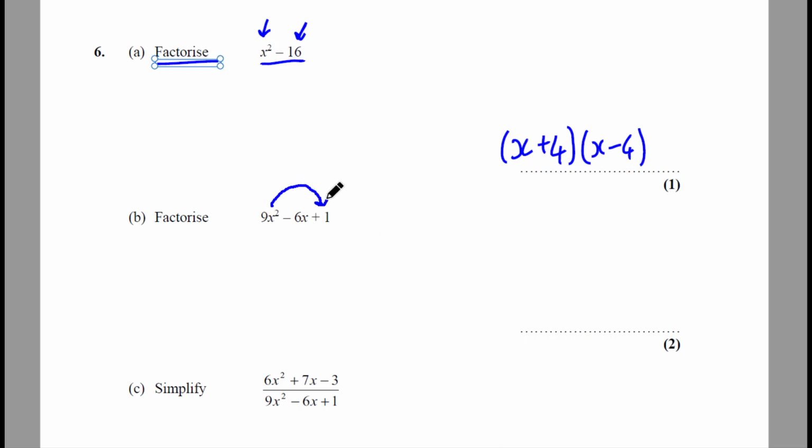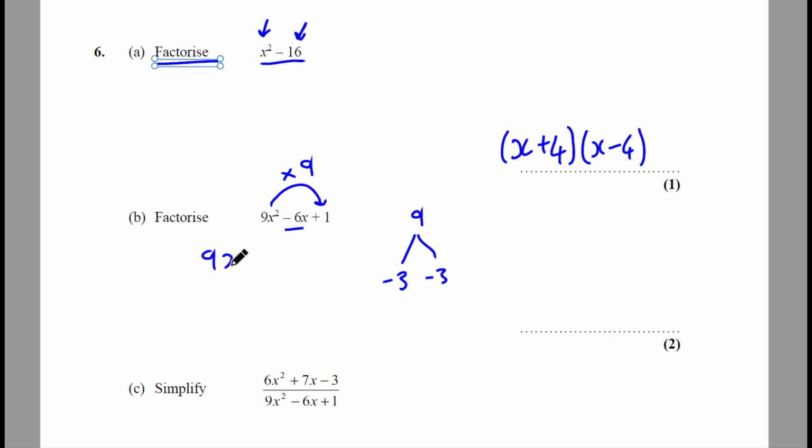Now if you use a Maths Watch method for this, that is perfectly fine. This is just my way of doing it, which is similar to the Maths Watch method. So 9 times 1 is 9. Now factors of 9 that make minus 6, well, that can only be 3 and 3, and they both have to be minus. Minus 3 times minus 3 is 9.